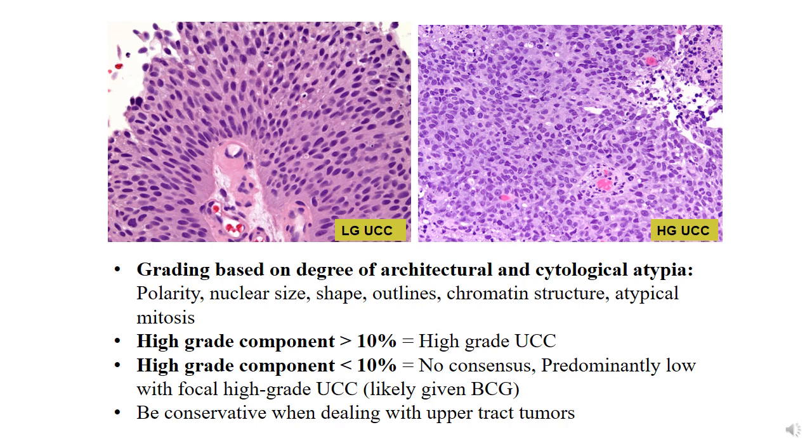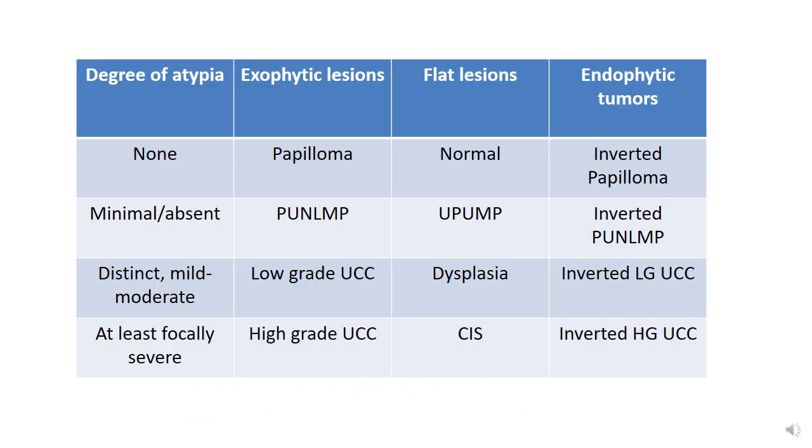It is very important to keep in mind that if you are dealing with upper urinary tract tumors, you should be very conservative, because remember, in upper tract tumors, if you make a diagnosis of neoplasm, most of the time you are going to end up getting a nephroureterectomy specimen as part of treatment. So it is very important to be conservative in those types of specimens. You really want to see more recognizable features of tumor and particular grade.